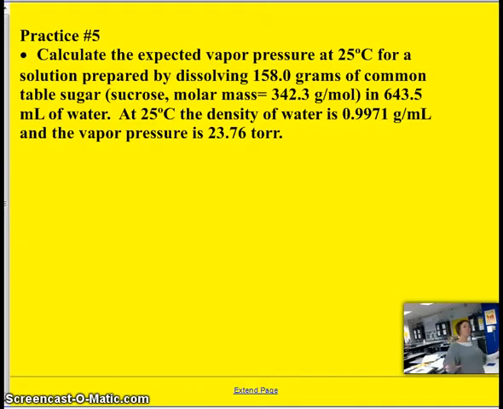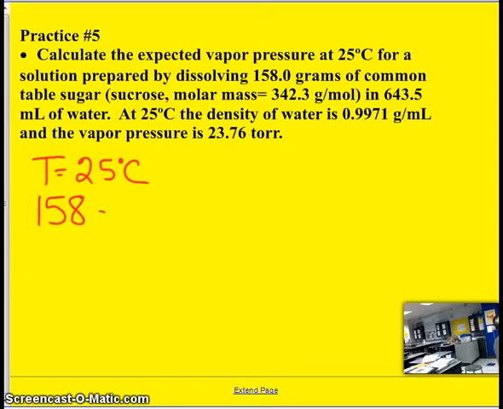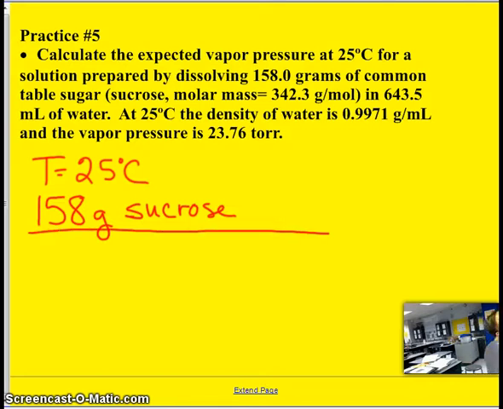All right, let's get some of these numbers down. We know our temperature, we're at 25 degrees. We have 158 grams of sucrose. And they gave us the molar mass of sucrose. Why would they give us the molar mass and the grams of sucrose, do you think? What could you find if you had the grams and the molar mass of sucrose? Moles, right, you could find moles. So you could divide that by the formula mass.